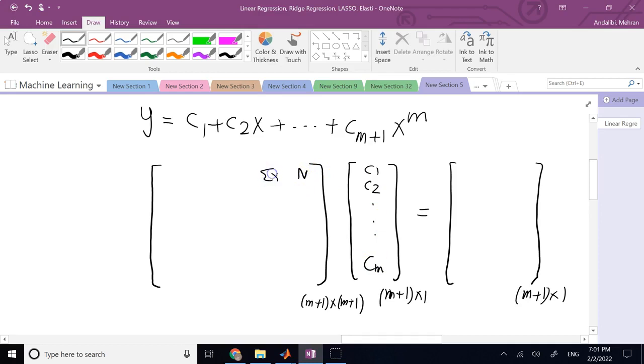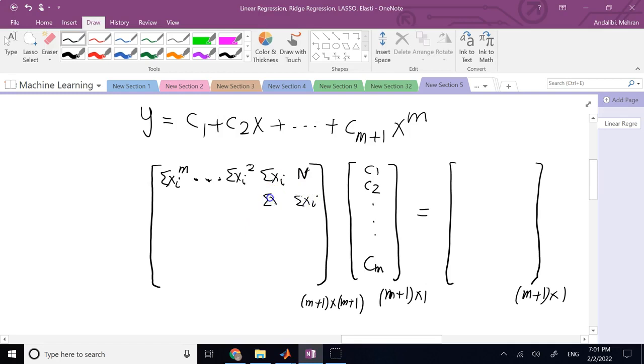Then you get summation of xi and summation of xi squared. And these powers will go up all the way to summation of xi to the m. So this is power 0, this is power m, and that means m plus 1 columns. Here, they go up by 1 in power of x. So if this was summation of xi to the power 0, here you start with xi to the power 1.